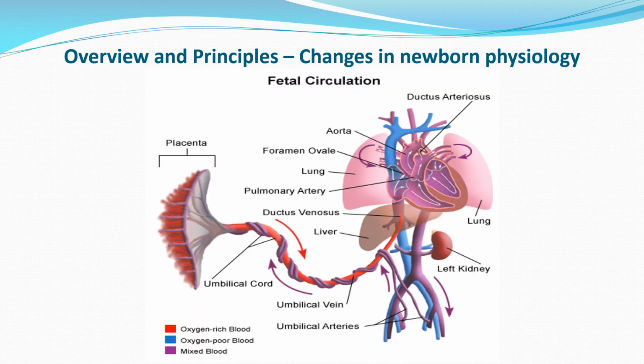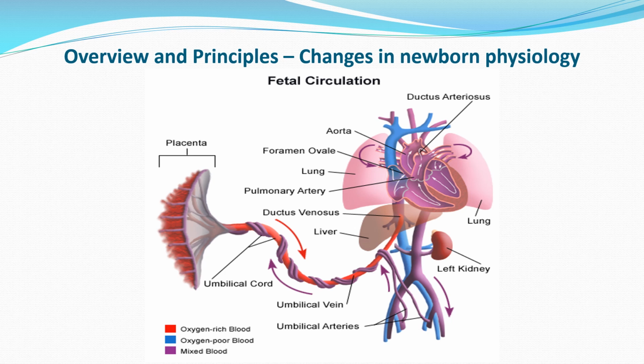Overview of changes in newborn physiology. In utero, the baby depends on the placenta of the mother for oxygen and nutrient supply, which goes through the umbilical vein, through the liver to the inferior vena cava, to the right atrium, then to the right ventricle, and then the pulmonary artery. A small amount goes to the lung, but most of it will pass through the ductus arteriosus to the aorta, and then to the heart and the brain and the essential organs of the body.